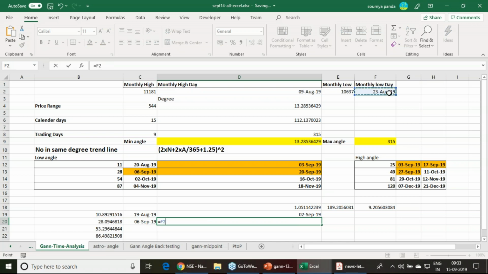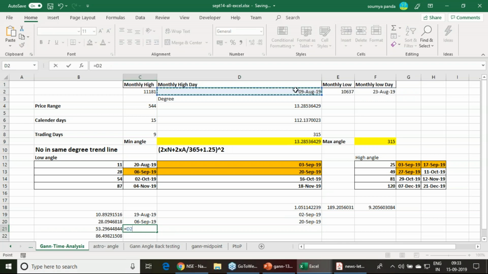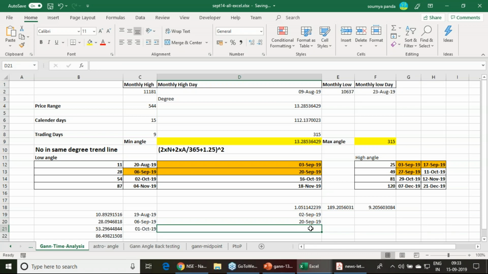Again 23rd August, I'll be adding one more, so 20th September, 1 day. Again, I am going to add 53. So here 53, this may be October. October dates I don't require. Here I am concerned only with September. So both are coming in October. So as per this method, I am getting 3 days as the trend reversal day for September.